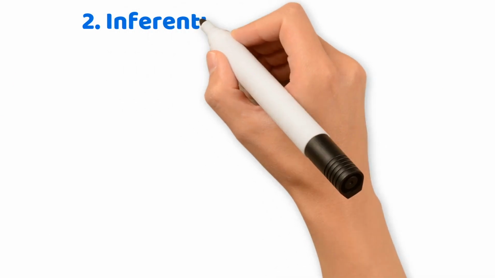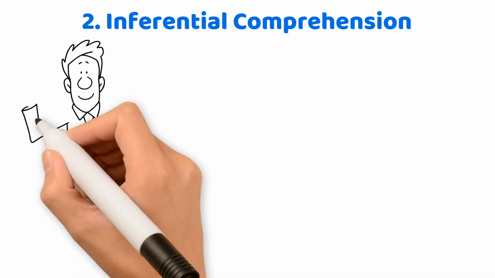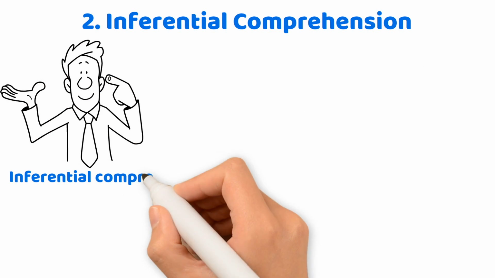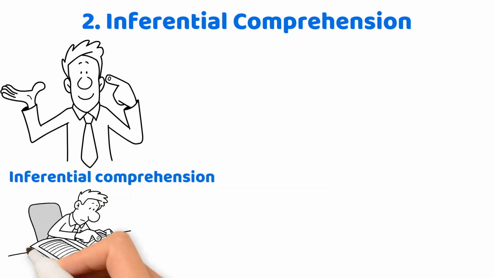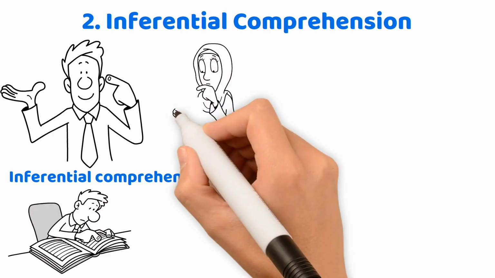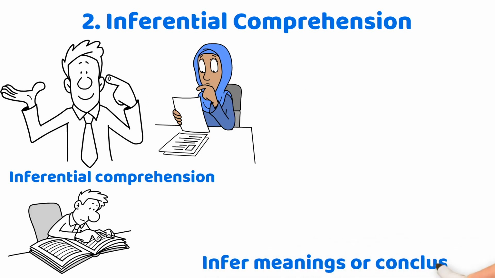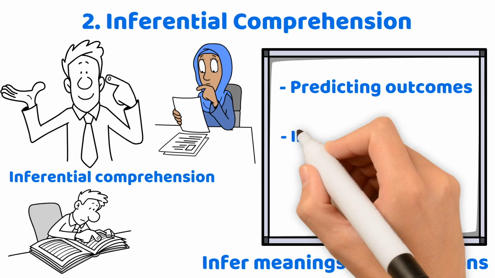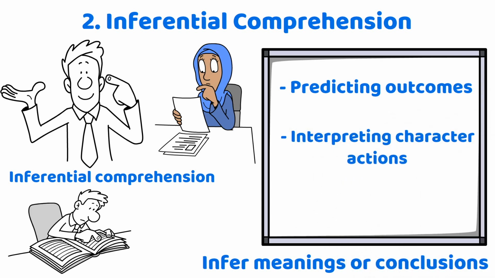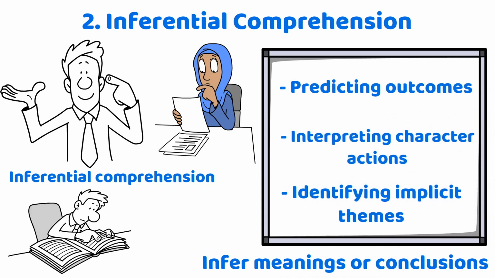2. Inferential comprehension. Here's where critical thinking kicks in. Inferential comprehension requires you to read between the lines. When examining multiple-choice questions, look for stems that ask you to infer meanings or conclusions not directly stated. This might involve predicting outcomes, interpreting character actions, or identifying implicit themes.